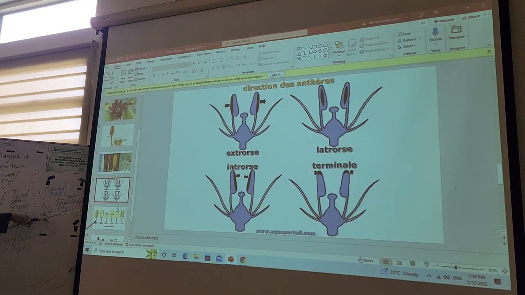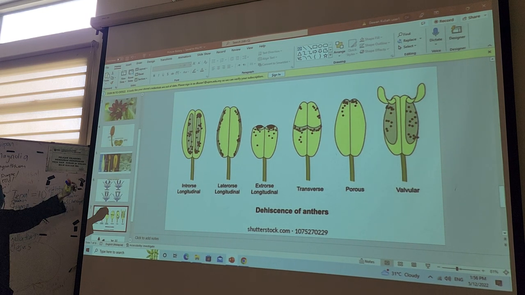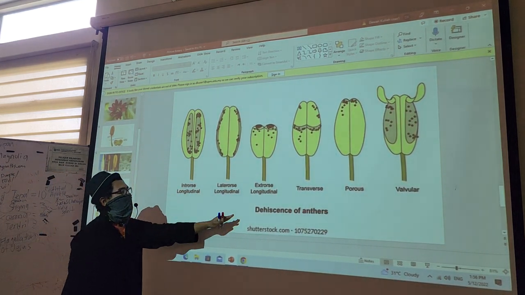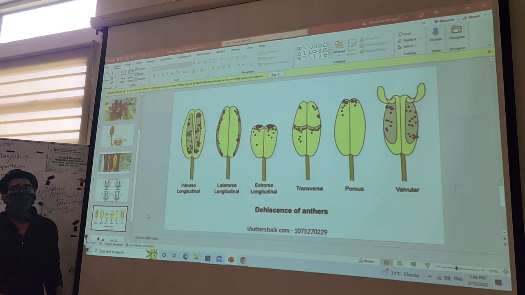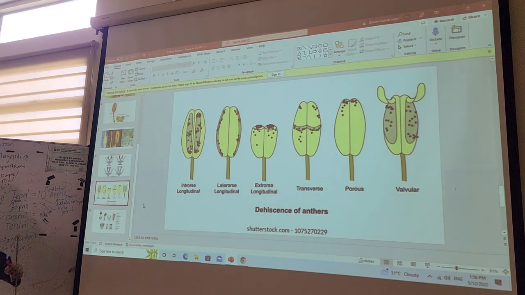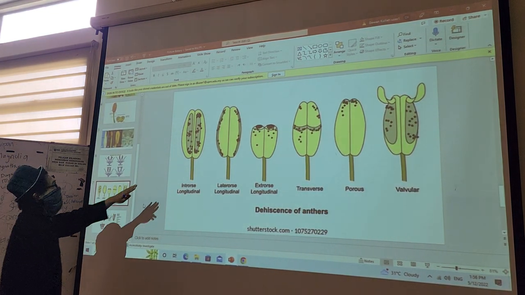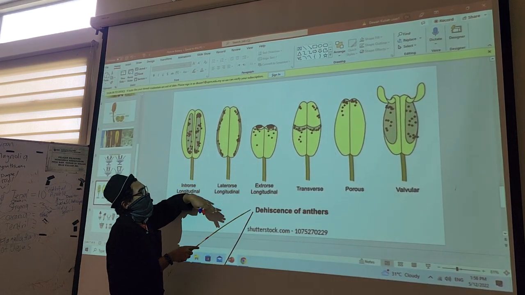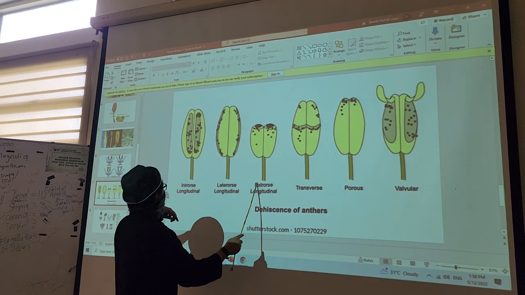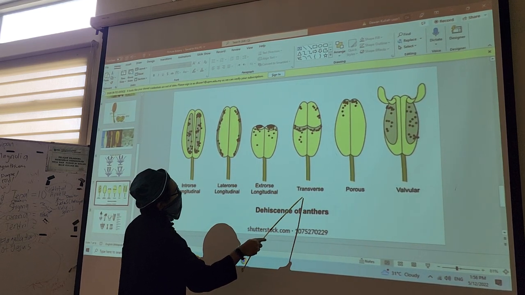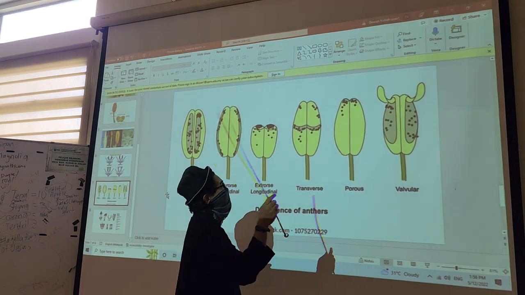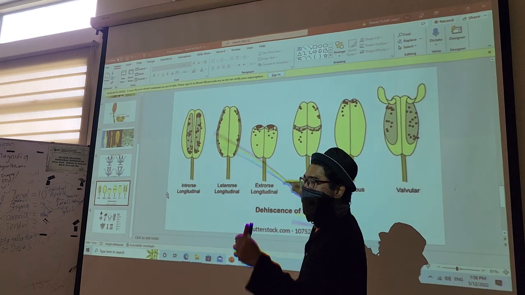Alright, second slide just now. How does it dehisce? The dehiscence of anther, the splitting open of the anther. Why does the anther need to split open? To release pollen. Otherwise, the pollen just stays inside. Introrse, laterals, by the side here. So, the extrorse here. Transverse, right in the middle. Poricidal in your UPM slide, right at the top. This is like your bottle cap open.